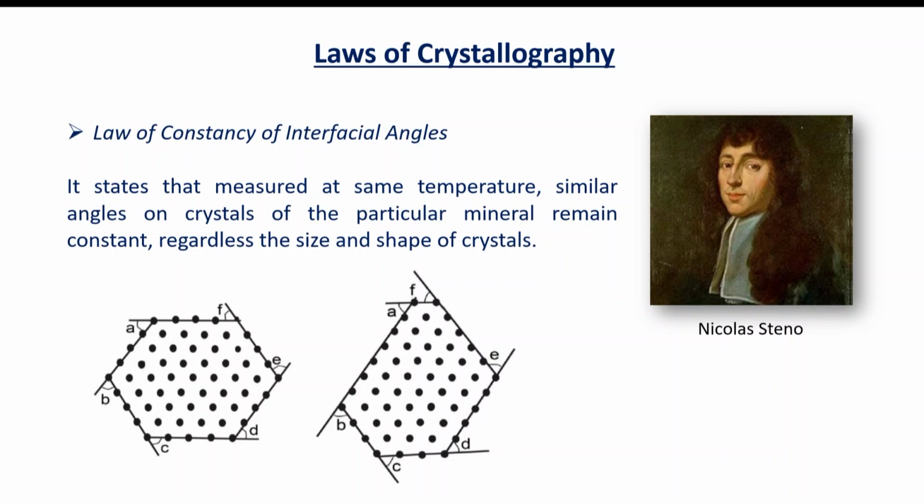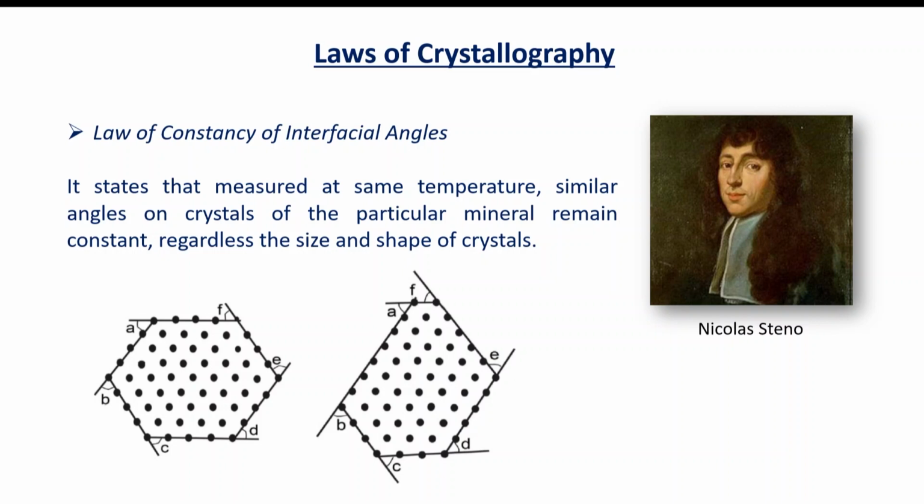The law of constancy of interfacial angles suggests that if it is measured at the same temperature for a particular mineral, for example if I take two crystals of quartz at the same temperature, then the interfacial angle will always be exactly the same, be it a quartz crystal taken from the northern part of India or one taken from somewhere in the southern part of India.